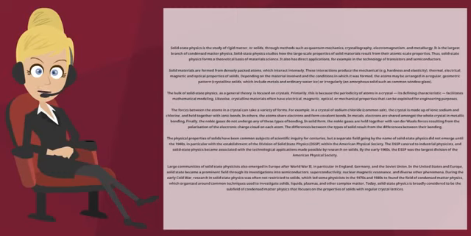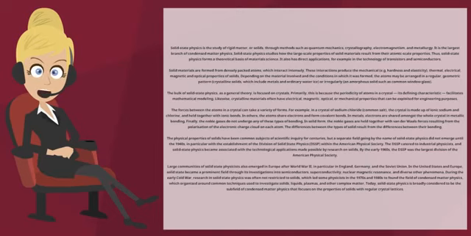The physical properties of solids have been common subjects of scientific inquiry for centuries, but a separate field going by the name of solid-state physics did not emerge until the 1940s, in particular with the establishment of the Division of Solid-State Physics (DSSP) within the American Physical Society. The DSSP catered to industrial physicists, and solid-state physics became associated with the technological applications made possible by research on solids. By the early 1960s, the DSSP was the largest division of the American Physical Society.